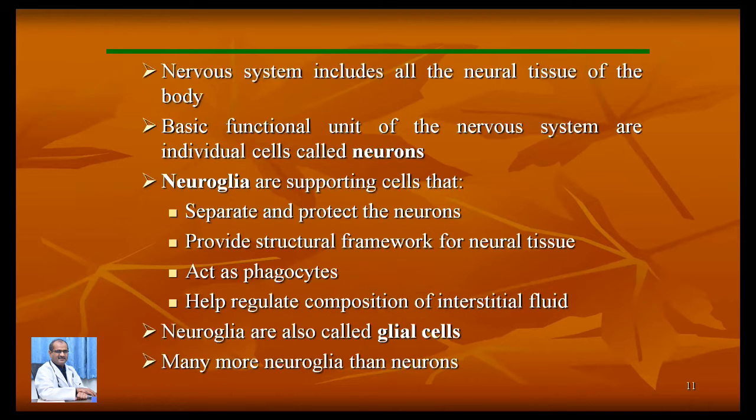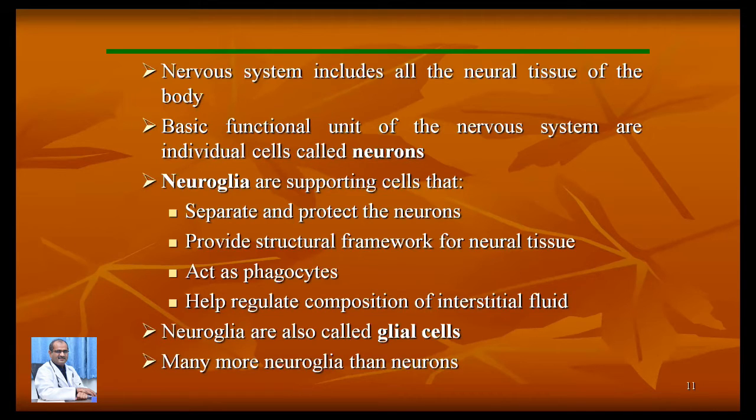So the nervous system includes all the neural tissues of the body. It's a very huge terminology. It contains all the neurons of the body. Then the basic functional unit of the nervous system are the individual cells called neurons. Neurons are the most basic units of the nervous system. And neuroglia are supporting cells that separate and protect the neurons.